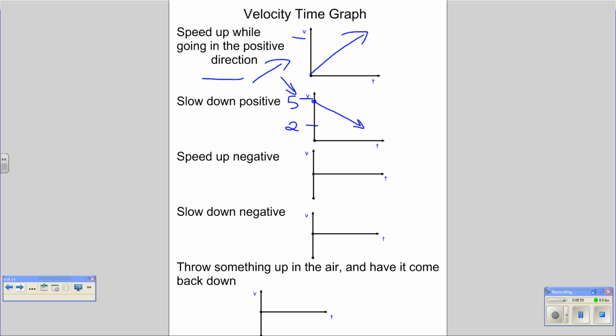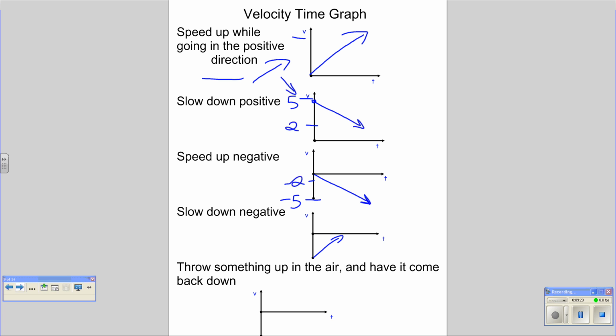Now you're going in the negative direction, so you're going west, but you're speeding up going west. Then you're going to be getting a bigger number, but in the westerly direction. So here you have negative 5 versus negative 2. See, you're getting faster negatively. Slowing down in the negative, same idea.